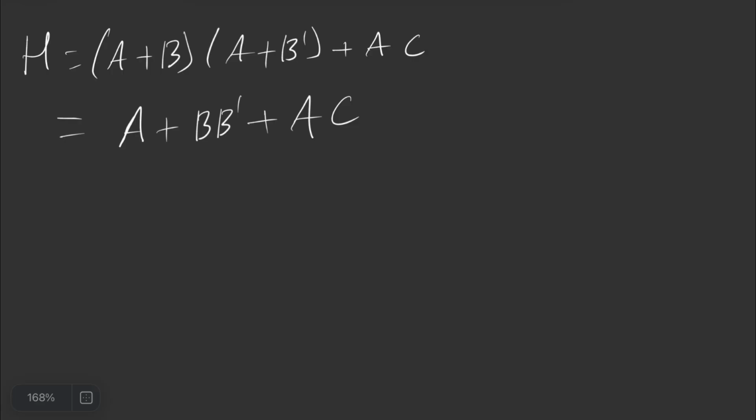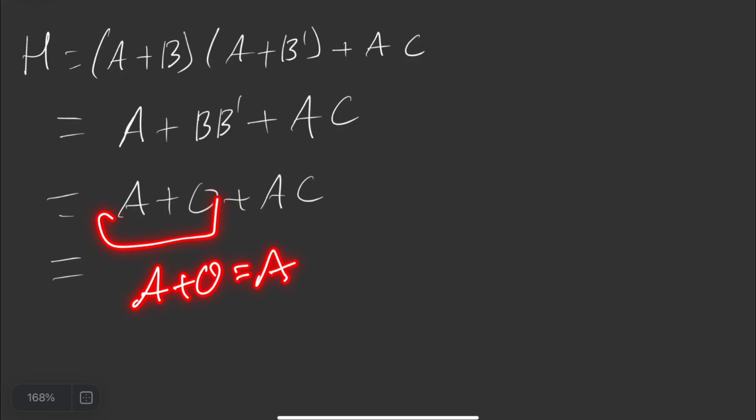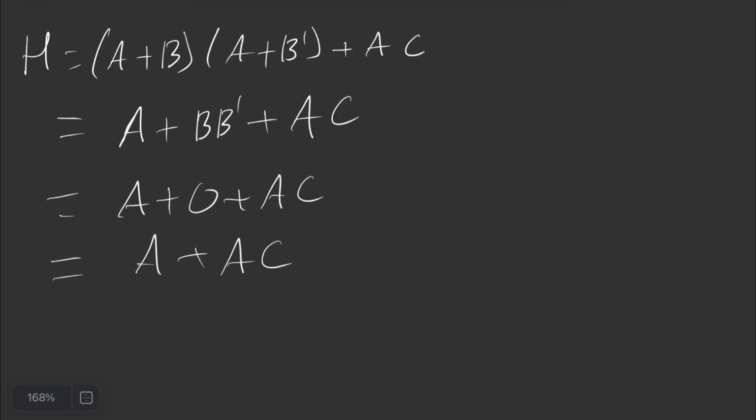So we know that b and b prime is going to equal 0. We know that a or 0 equals a. So a plus ac. Using our absorption law, which is x plus xy equals x, we can actually absorb this c value. So our answer is A.